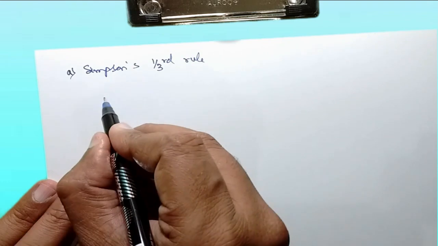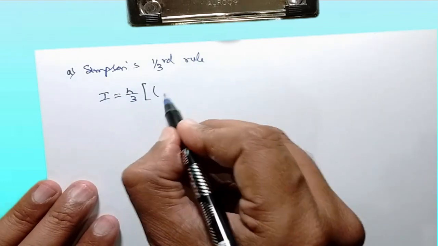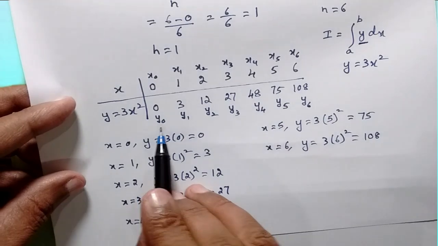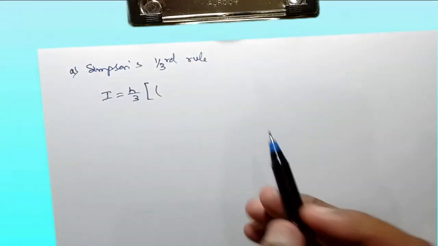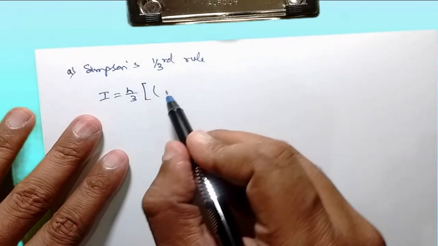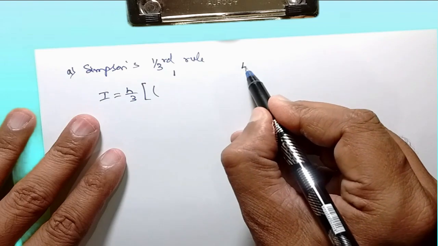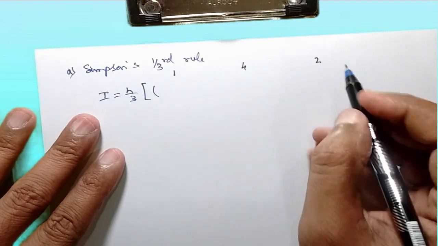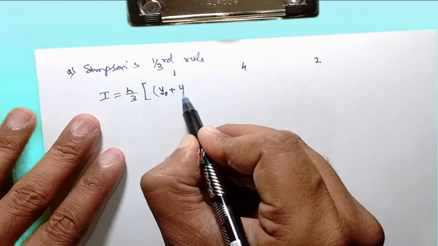So we have the formula I equals h by 3 times the initial value plus the final value, but here the values of y are only from y0 to y6. So if you can remember the formula that I told you, the code that you have to remember for Simpson's 1/3 rule is 1 times the initial and final value, 4 times the odd values, then 2 times the even values. So you have to write the initial value y0, what is the final value?